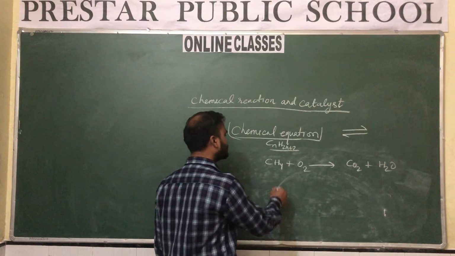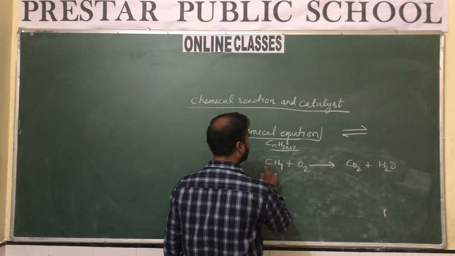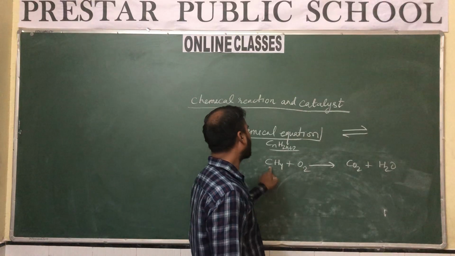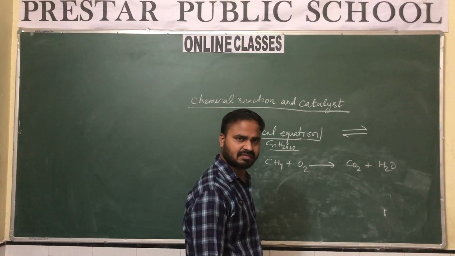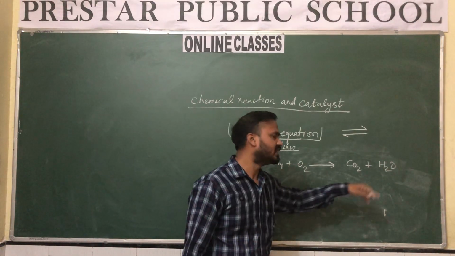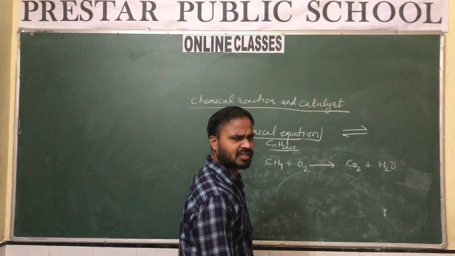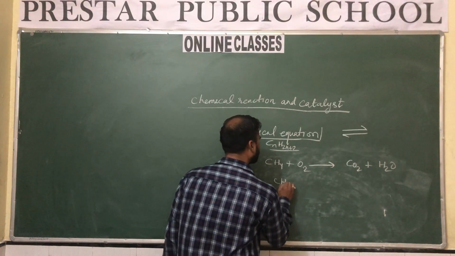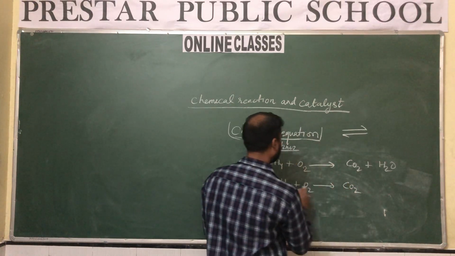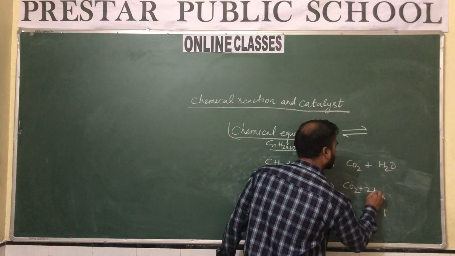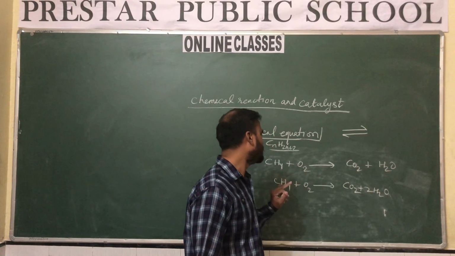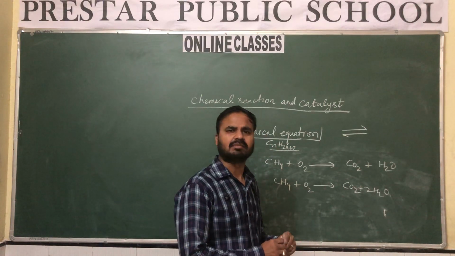Okay. Now just see the number of carbons, number of hydrogens, and number of oxygens. Carbon is already balanced now. Now see hydrogen, 4 hydrogen here, 4 hydrogen here. Number of hydrogens are not balanced. Now the number of hydrogens are the same, and the number of carbons is also the same.